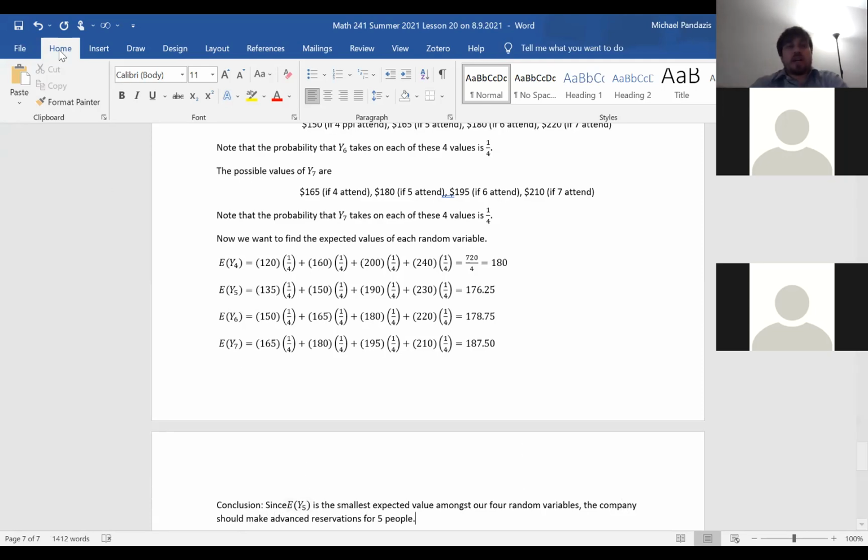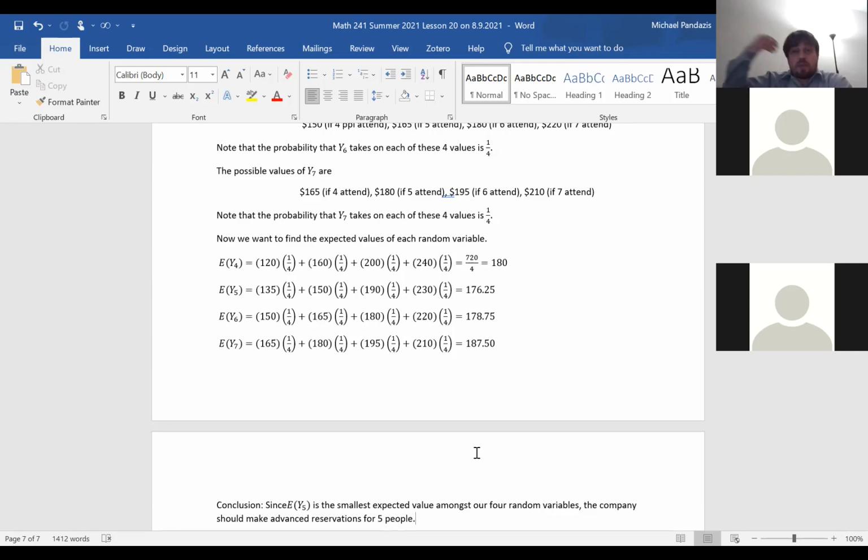Okay, y sub 5. So on average, if this happened a million times, considering all the possible people who would actually show up, on average, they would have to pay the least if they made 5 reservations in advance. And they should definitely make at least 4 reservations, because if they made fewer, there's definitely going to be at least 4 people who attend. So why not make 4 in advance, right? That's obvious. And you wouldn't make 8 reservations in advance, because at most 7 people would attend.